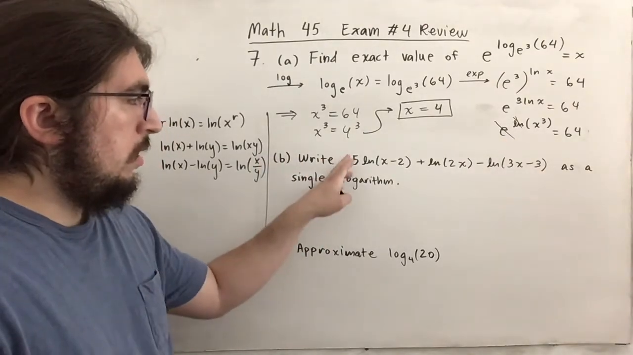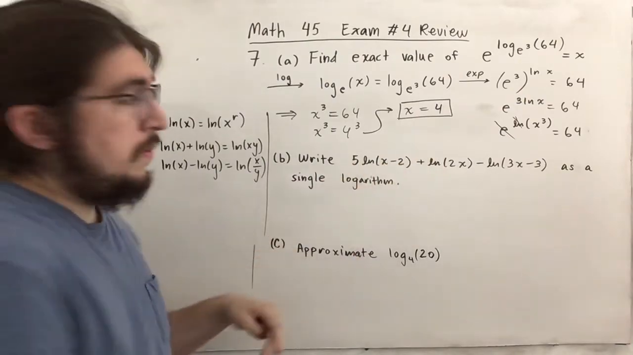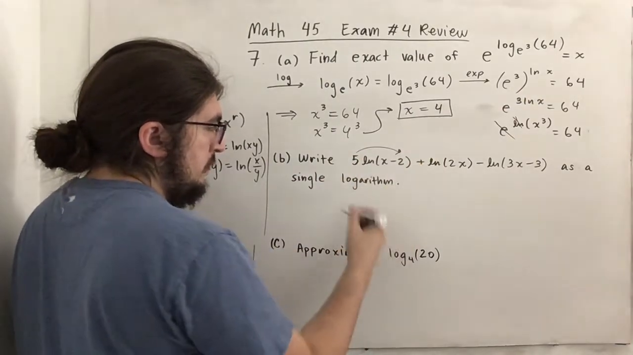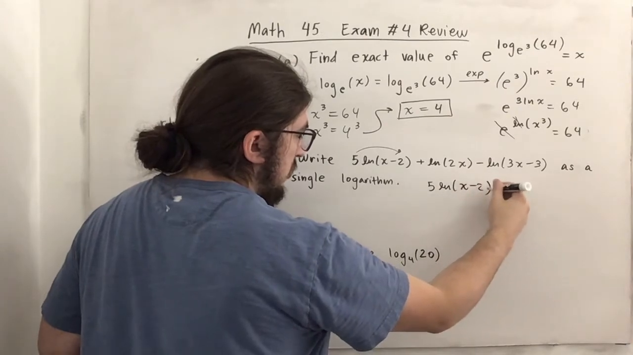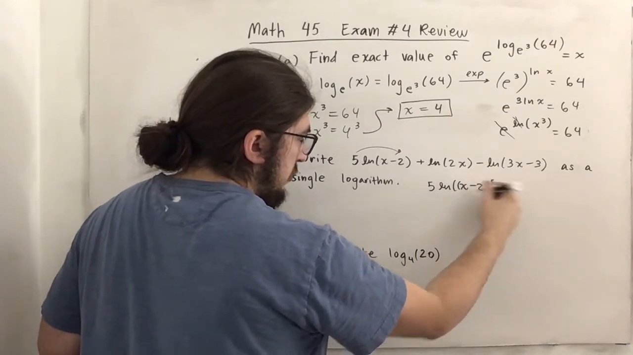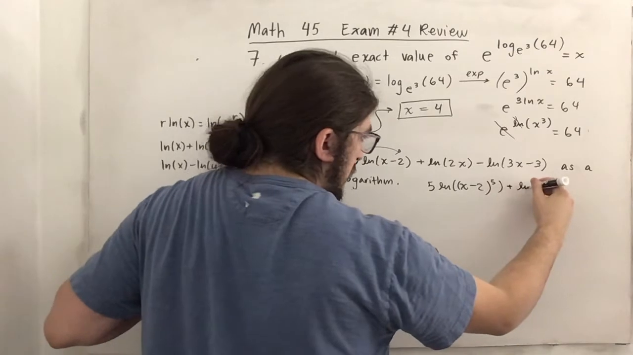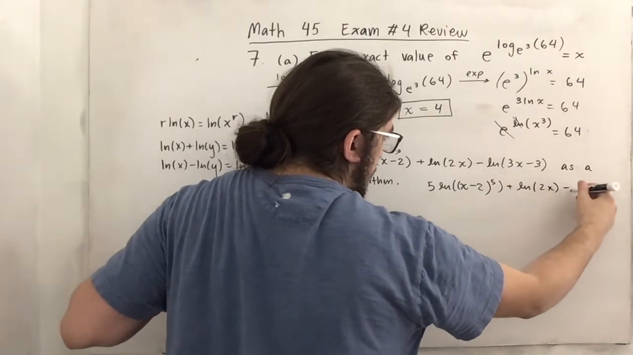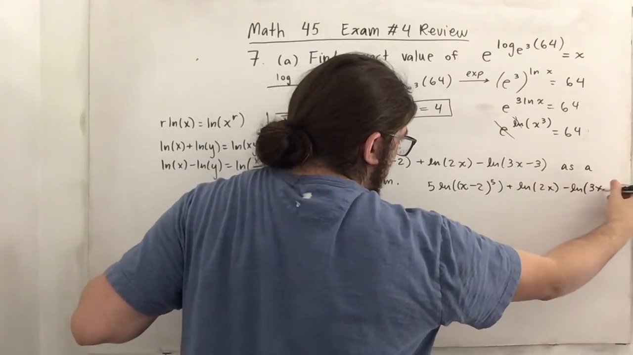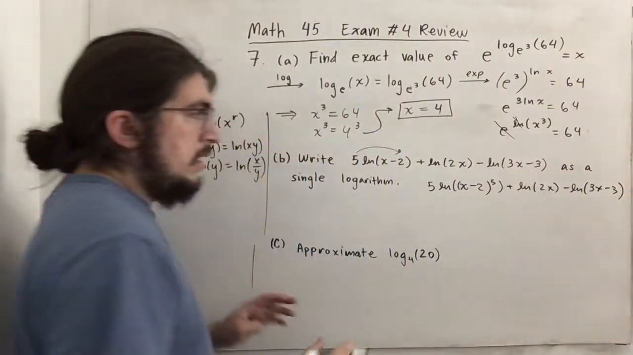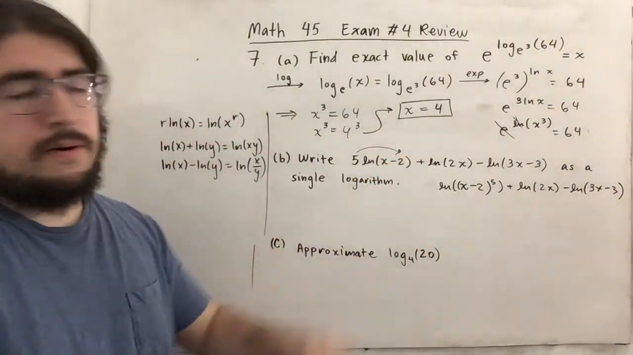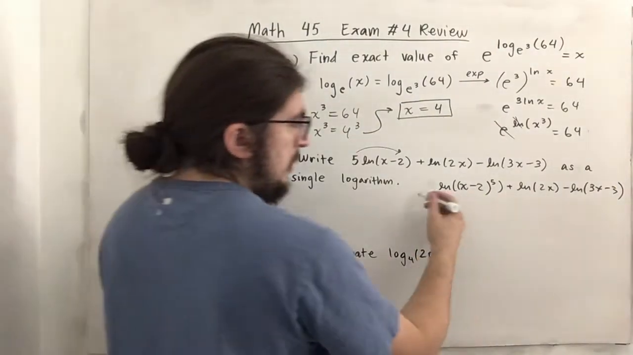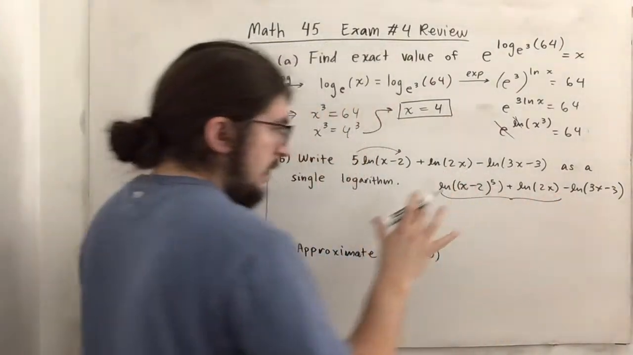So notice the only coefficient is this 5, so I'm going to bring that in as a power first. So we have 5 ln of x minus 2 all to the 5th plus ln of 2x minus ln of 3x minus 3. And I'm just going to go one at a time. So first, that 5 shouldn't be there, so the 5 came in as a power.